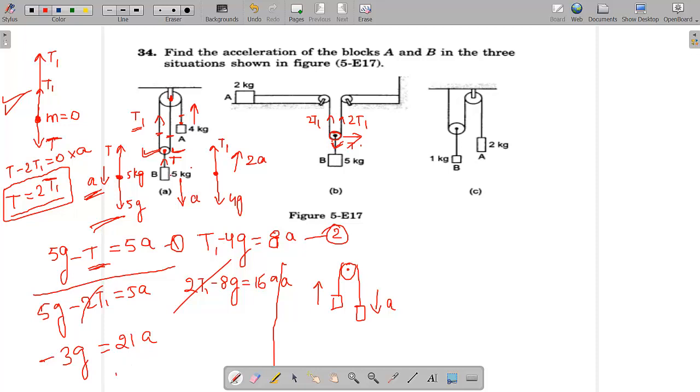Okay, let's say we consider g as 10 only. So the acceleration is equal to minus 30 by 21. That means whatever direction we selected in the beginning is not correct. The direction of the acceleration is not correct. Understood? That means this 5 kg block is going upwards and the 4 kg block is coming downwards. So this we get only after solving. You just see the answer once.